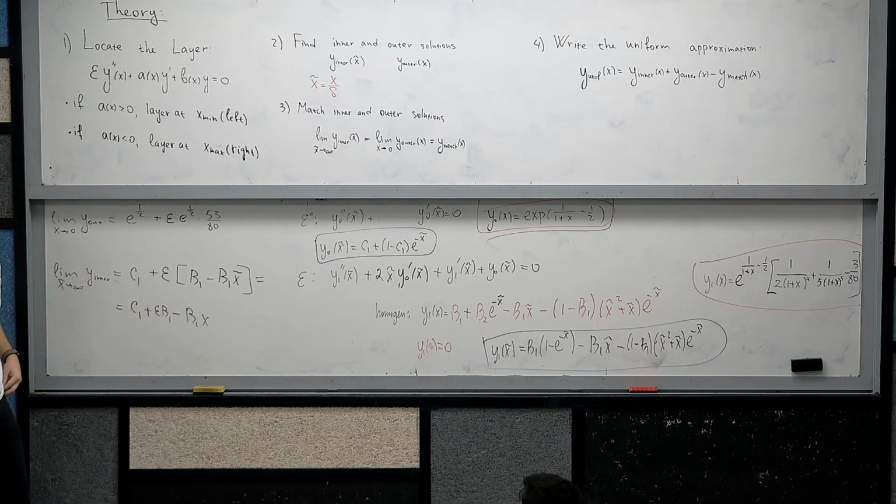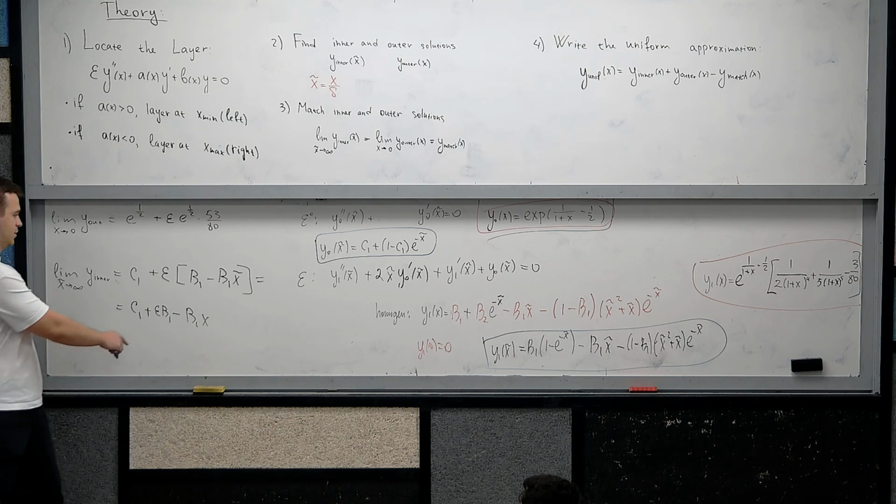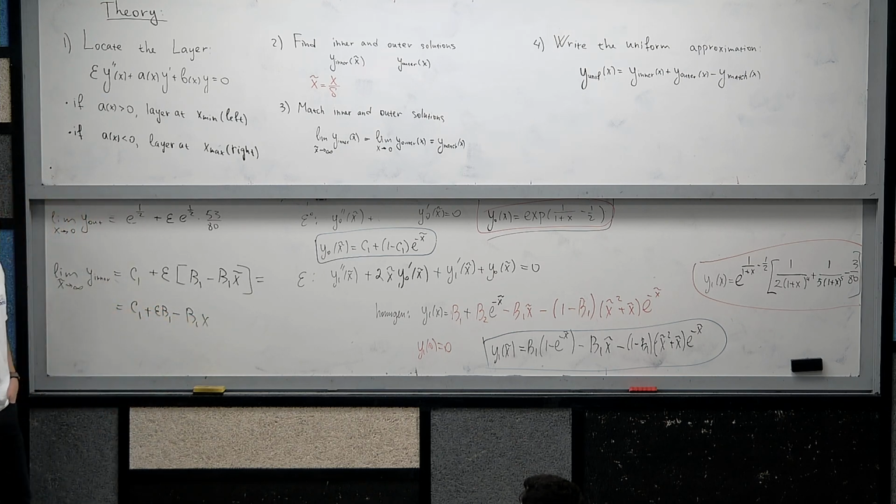Maybe x tilde shouldn't be x over epsilon. No, that's right. You match both, so x goes to 0. Here x tilde goes to infinity. It's okay, but you have to match the two equations. X now is just an arbitrary number between 1 and 0. We cannot neglect it. Okay. So what should we do?